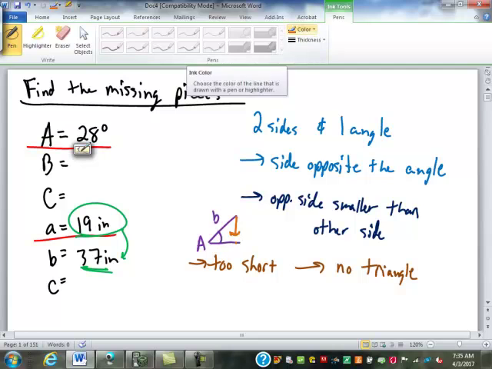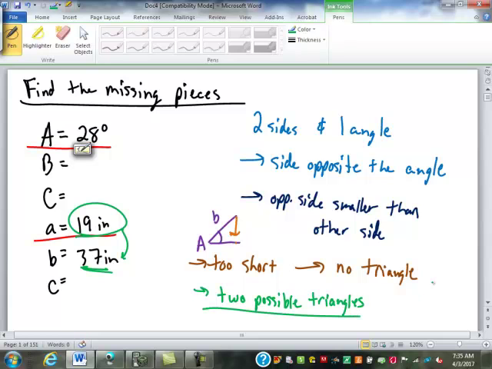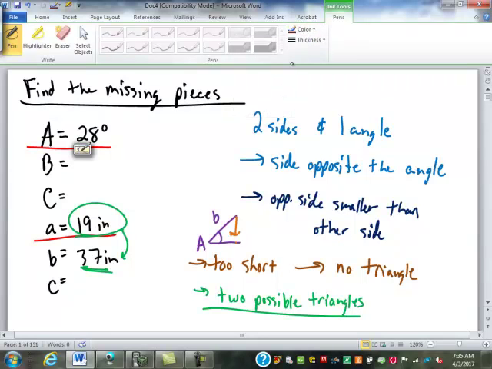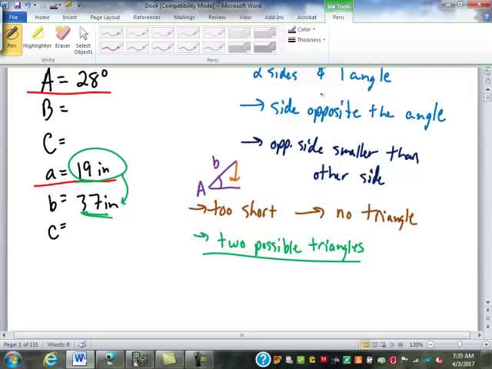The other possibility is there are two possible triangles. And that is actually the case here. There are two possible triangles. So when we go to construct this or go to solve it for the other pieces, we actually need more information.